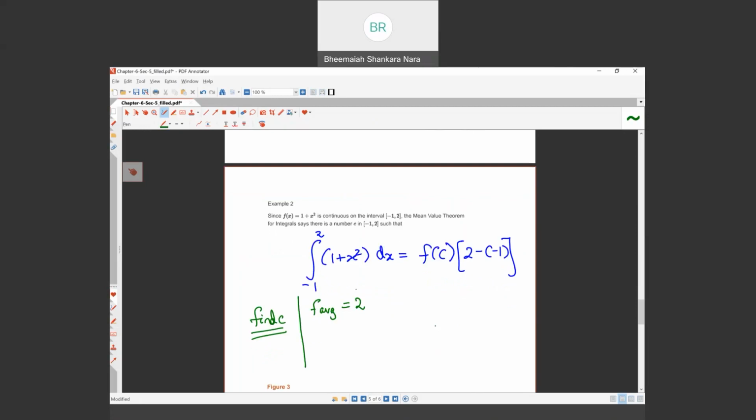So we say that f of c equals f average, which should also be 2. Now we can rewrite 1 plus c square equal to 2, which means when we evaluate c, we get c square equal to 1. So this is a possible value of c. Again simplify, c equals plus or minus 1 on the interval -1 to 2. So these are the two possible values for c for which the mean value theorem will be true.